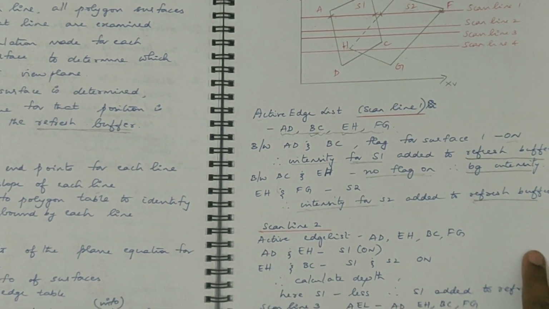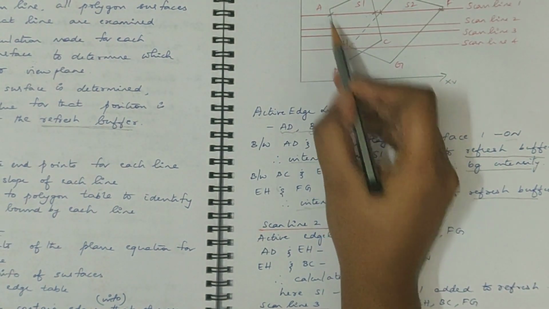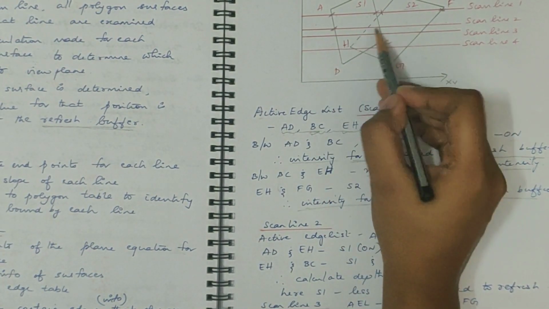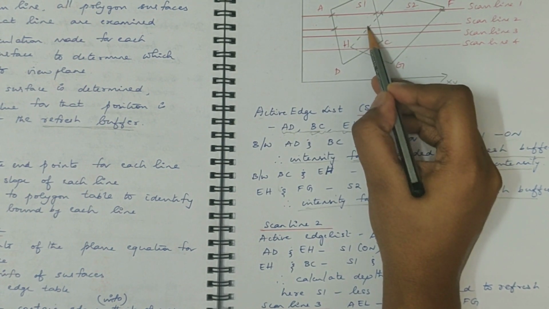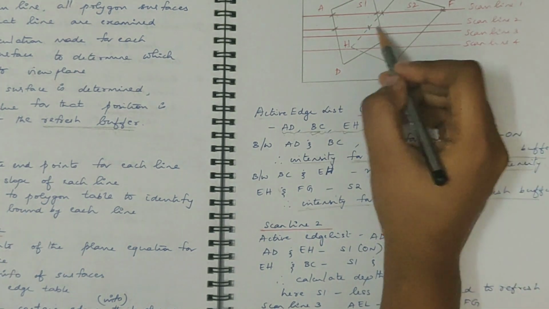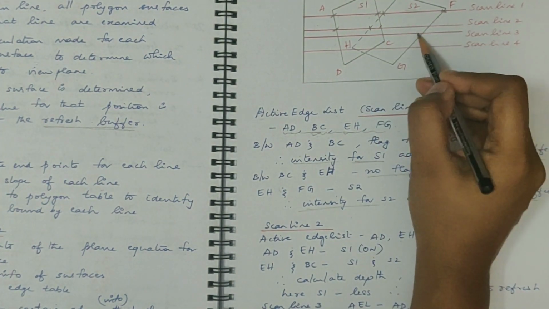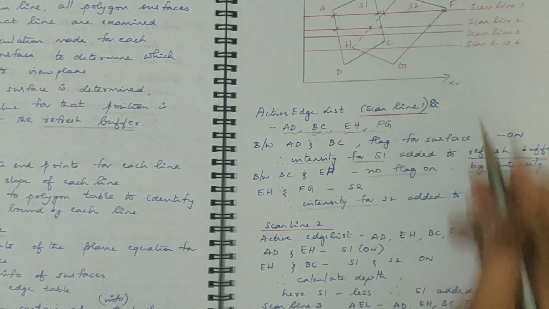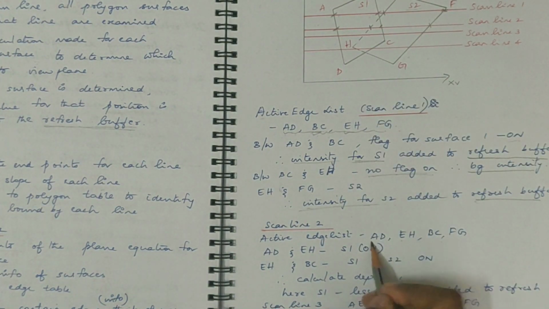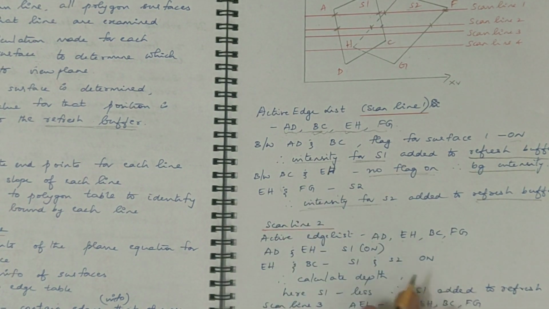If you write down the active edge list for scanline 2, you have AD. Then next comes your next intersecting edges, EH, so you have to store it in that order. Then comes your BC and then your FG, for scanline 2. Here you can see that the active edge list for scanline 1 and scanline 2 are different. It's not the same.